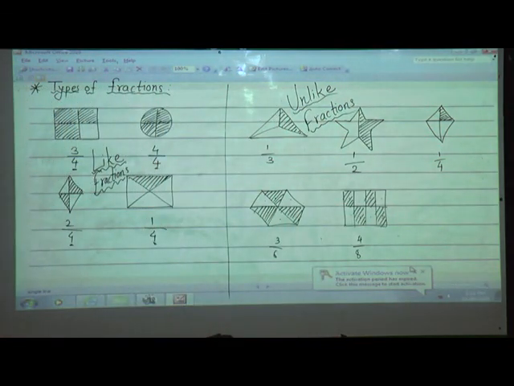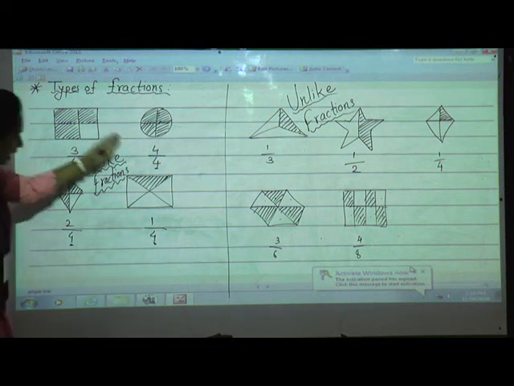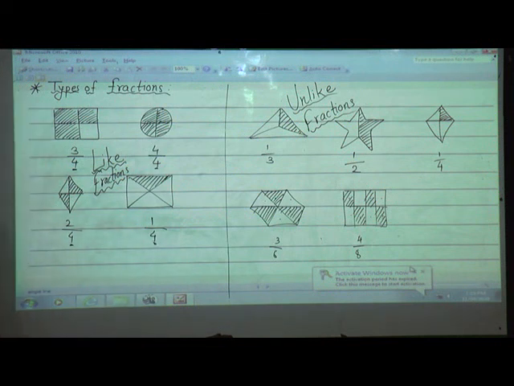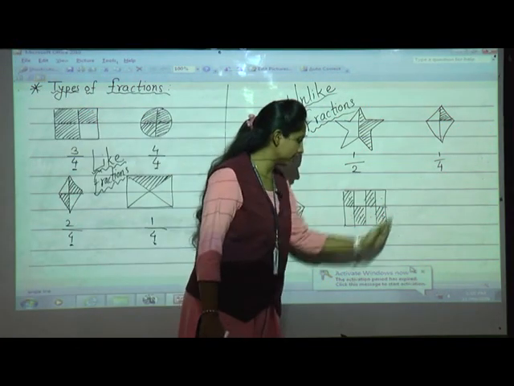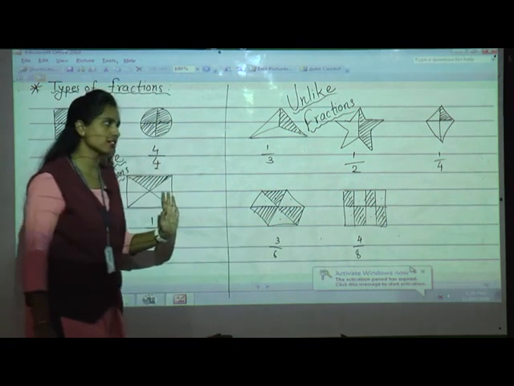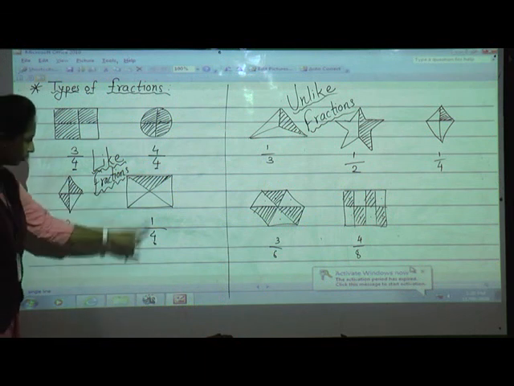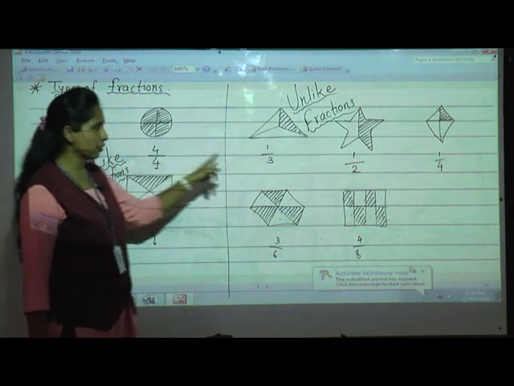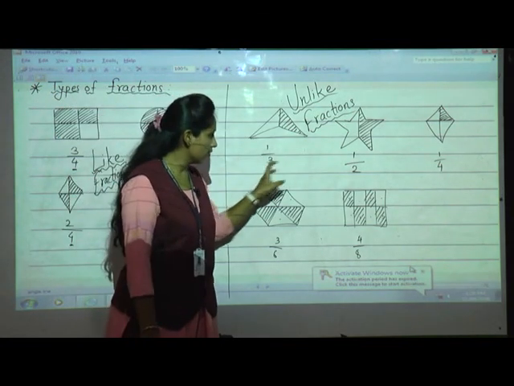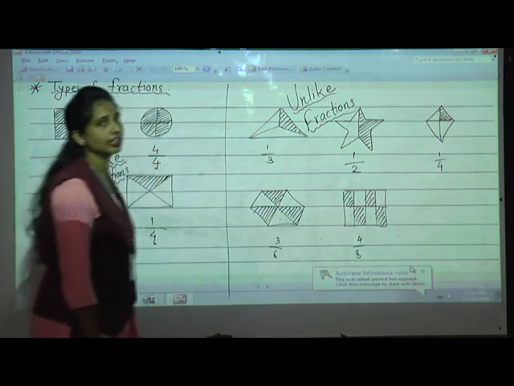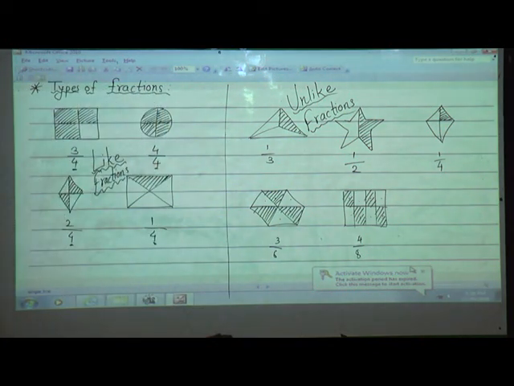Clear? I'll repeat again. Like fractions are fractions that have the same denominators. And unlike fractions are fractions with different denominators. You can see every denominator is different. Clear till here? Understood? Very good. Now we'll move to the next.